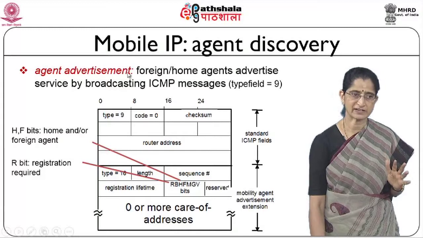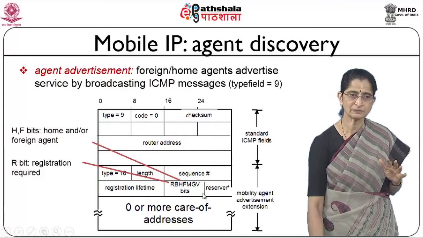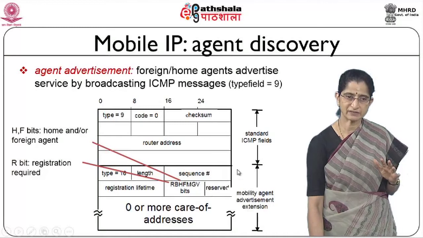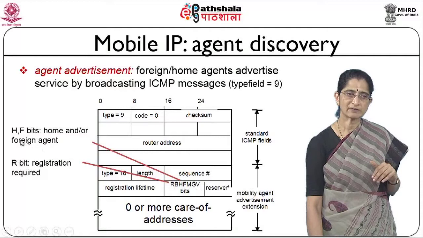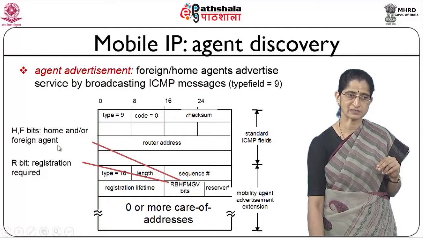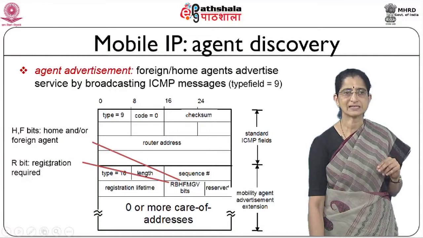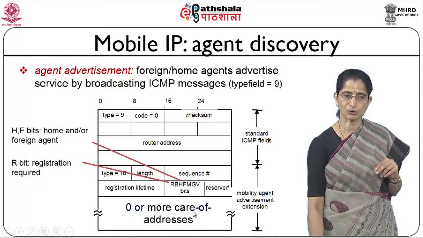It is called an agent advertisement message. You see this is your standard ICMP field that we have here, and then there is a mobility agent advertisement extension that is specified here. Here you will have a few bits which indicate whether it is a home or a foreign agent which is giving the advertisement, and there is an R bit which says that registration is required. This will be followed by 0 or more care of addresses.